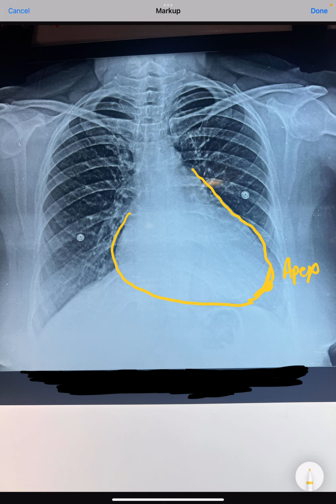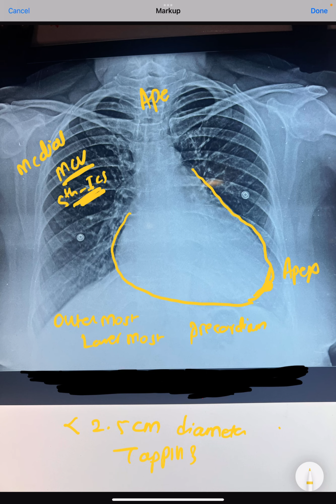Now, what is the apex? The apex, or cardiac apex, is the outermost and lowermost part of the precordium where a definite thrust can be felt, which is usually less than 2.5 centimeter in diameter and usually tapping in nature. It is always medial to the midclavicular line, around the 4th to 5th intercostal space. So this is the definition of a cardiac apex.